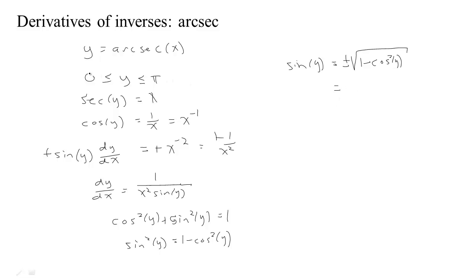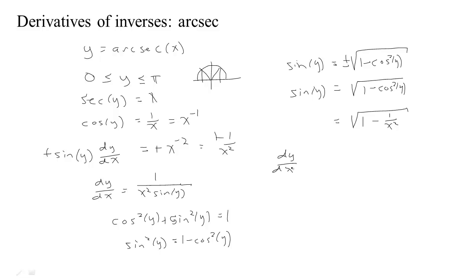In fact, we know that because y is an angle between 0 and pi, the sine of y has got to be positive, right? No matter where it is, you've got a positive value for the sine. So we know that the sine of y actually has to be the positive square root of 1 minus cosine squared y. And we know that the cosine of y is 1 over x, so the sine of y would be the square root of 1 minus 1 over x squared. So now we know that dy/dx is equal to 1 over x squared times the square root of 1 minus 1 over x squared.